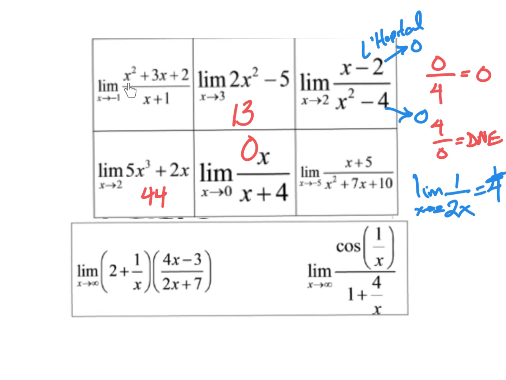Okay, let's do another one. Here, if I plug in -1, I get 1 minus 3 plus 2. So top going to 0, and so is the bottom. So we're going to do L'Hopital's rule. We got 2x plus 3 over 1. Take the limit as x approaches -1. That would be 1. And finally, plugging in -5, 10 minus 35 is also 0.